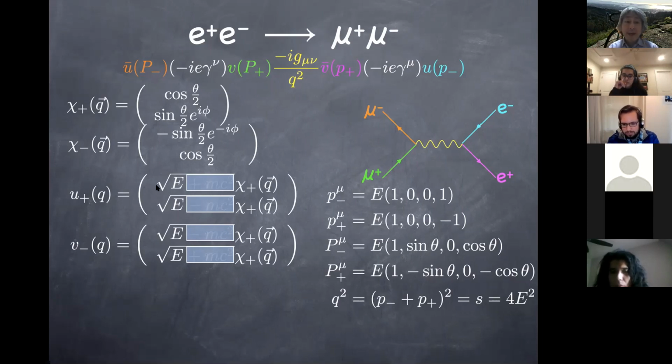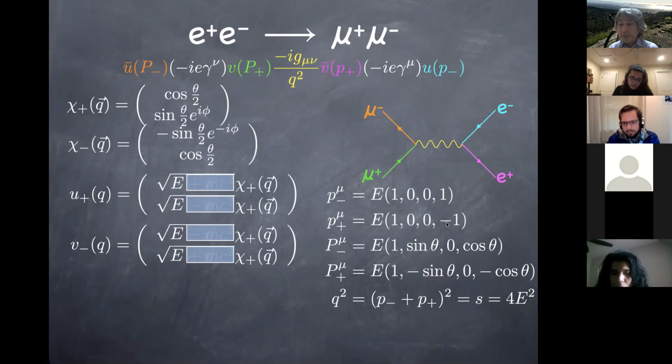And then you can just put in these positive energy solutions and negative energy solutions, as we described in the solution to the Dirac equation, into this formula. And in this case, Q squared has energy but no momentum. Because if you look at the initial state, energy is E, momentum is E for the electron. And for the positron, which comes in the opposite direction, the momentum is minus E.